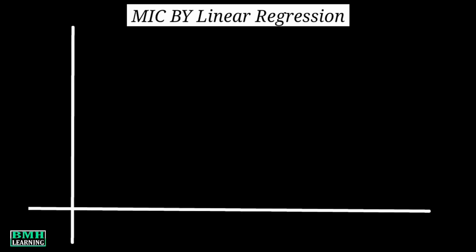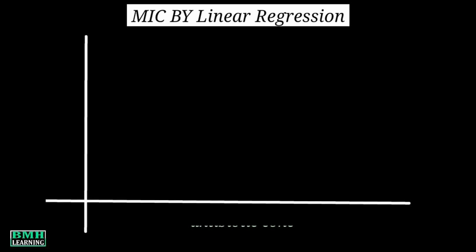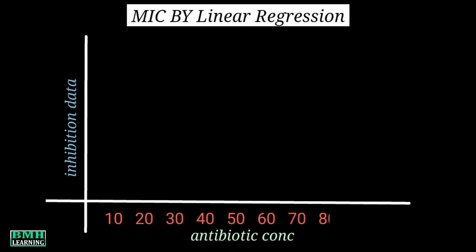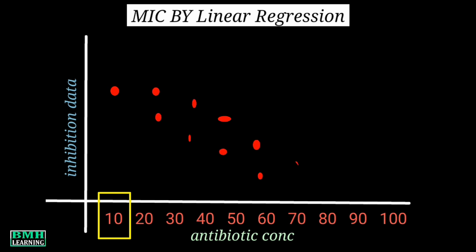Now let's make a plot. On the x-axis, we have antibiotic concentration, and on the y-axis, we have inhibition data of antibiotic. So on the x-axis, antimicrobial agent concentration is increasing. And let's assume at the lowest concentration of antibiotic, we notice some growth. And as the antibiotic concentration is increased, we observe the growth pattern like this.